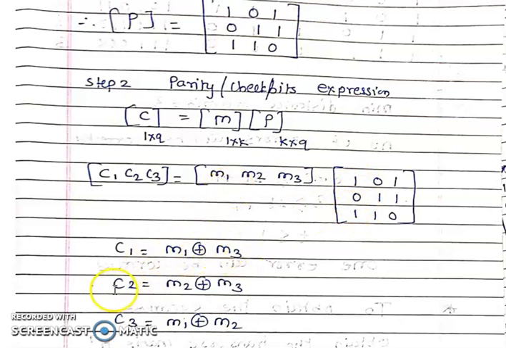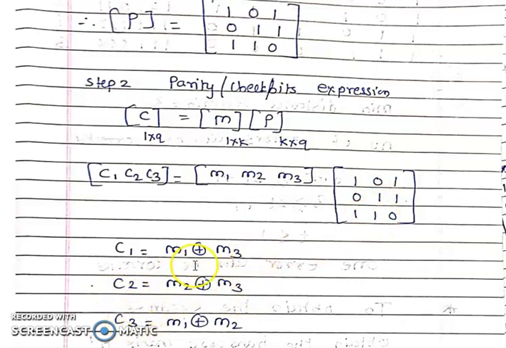Similarly, we will calculate the equation of C2. C2 will be found by multiplying with the second column. In the second column you have 0, 1, 1. So in the C2 equation you will have M2 and M3, the XORing of M2 and M3.